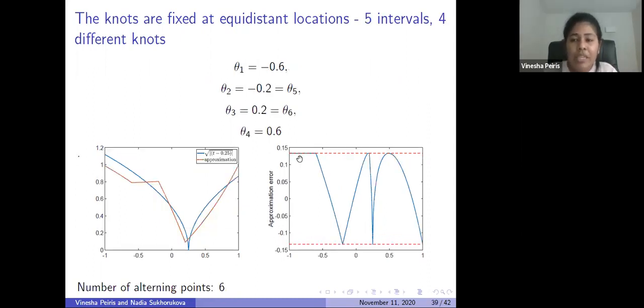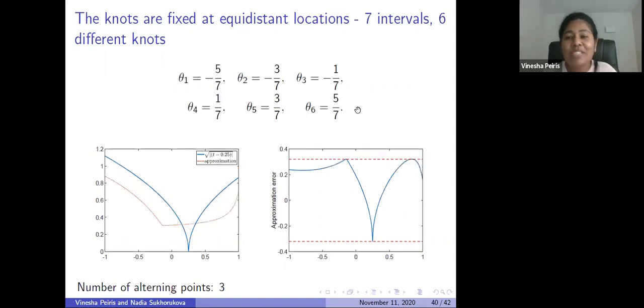But if we introduce more different nodes, if we have 5 intervals and 4 different nodes, we get 6 alternating points. But the maximum deviation is now reduced. It is somewhere between 0.1 and 0.15. So now you might think that if we introduce more different nodes, we will get a better approximation.